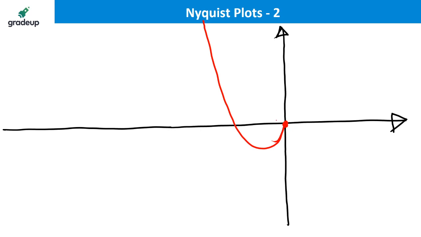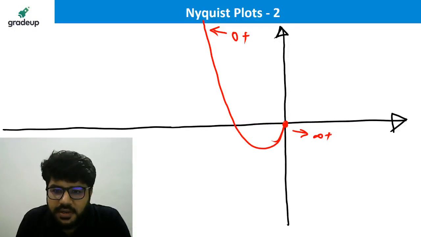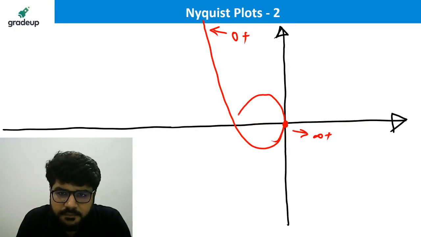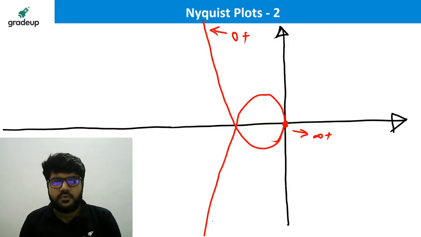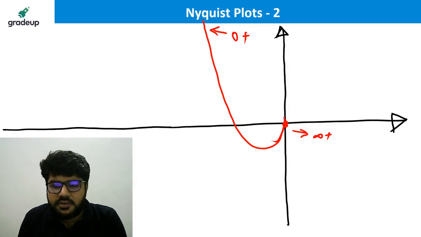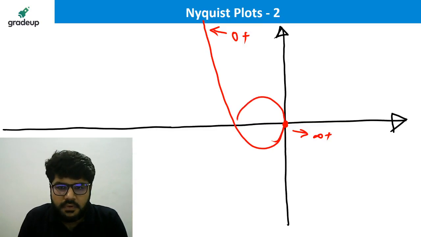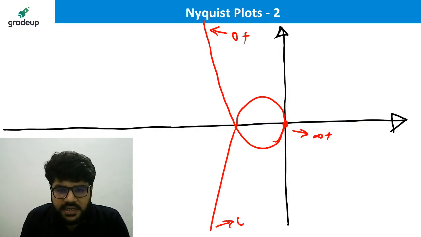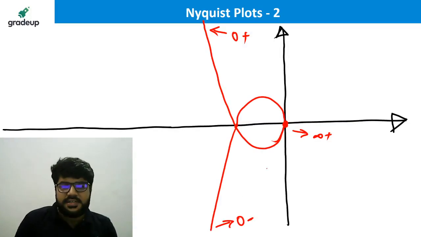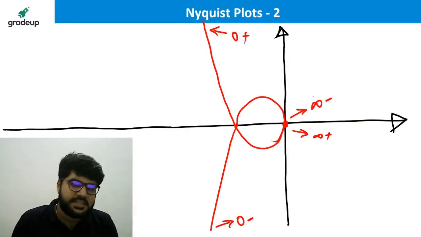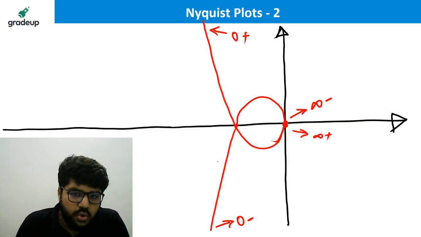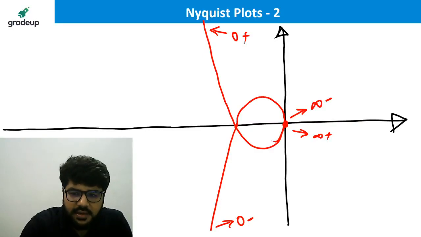And then take the mirror image. This is infinity plus, the diving angle. This is 0 plus. And now take the mirror image. Completing the Nyquist plot, guys. This is just the polar plot, and now take the mirror image of this. This represents 0 minus. This is infinity minus. Now, what is the closing angle?